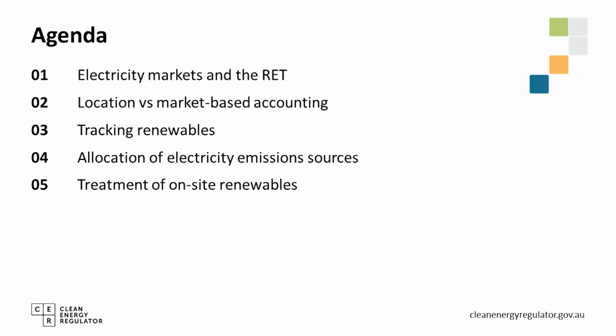So here's what we'll be running through today. We'll start with an overview of electricity markets in Australia and how the Renewable Energy Target fits over the top of that. Then we'll look at some of the key differences between location and market-based accounting before moving on to how we actually track renewables in the market under a market-based approach and where the emissions from various electricity sources are allocated. And finally, we'll finish up with some examples on the treatment of on-site renewables. All right, let's get to it.